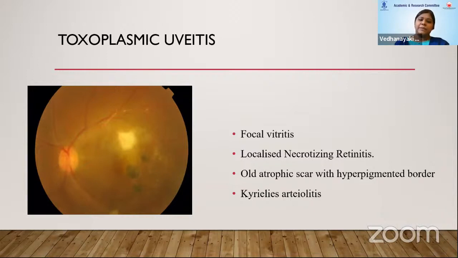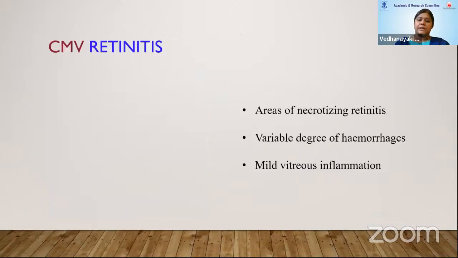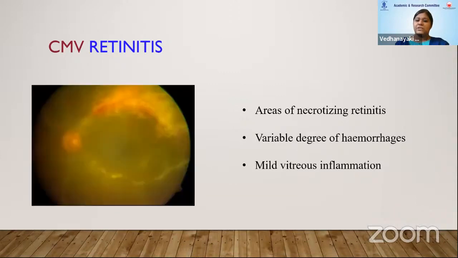But not in every case of TB and toxo will the clue be on your face. You won't get it in the posterior pole. Sometimes you need to look for the chorioretinal scar or active retinochoroidal lesion in the periphery to make a diagnosis of TB or toxoplasmic uveitis. Similarly, when you have severe vitritis and occlusive retinal arteritis, look for necrotizing retinitis in the periphery to make a diagnosis of acute retinal necrosis. When there are areas of necrotizing retinitis with a variable degree of hemorrhages and mild vitreous inflammation, it may be the typical pizza pie appearance of CMV retinitis. So these are the common presentations in infectious causes of vasculitis.